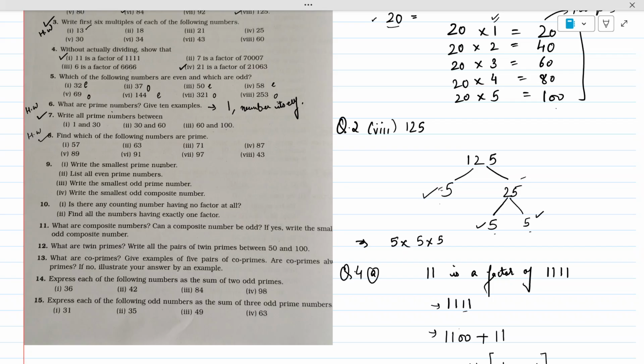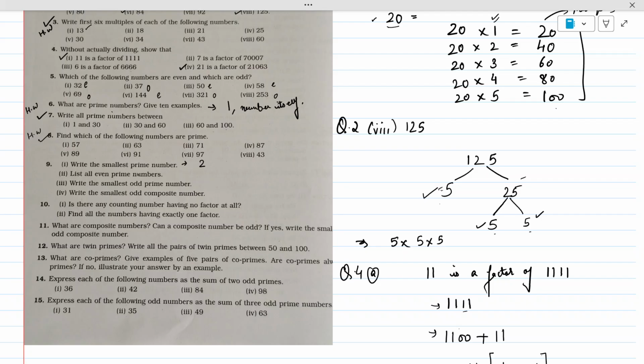Write the smallest prime number. So what is the smallest prime number, kids? We know that 1 is neither a prime nor a composite number. Composite numbers are the non-prime numbers, the numbers which have factors other than 1 and the number itself. They have more factors. This we have done. Now the smallest prime number cannot be 1 because 1 is neither prime nor composite. So the smallest prime number is 2.